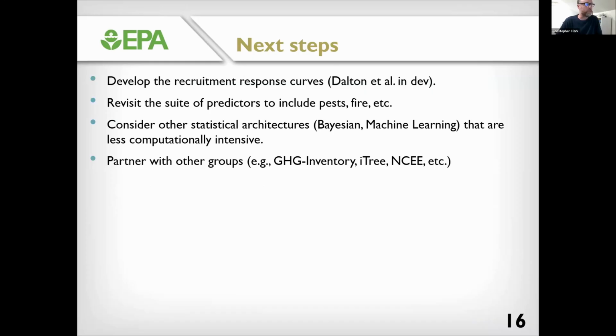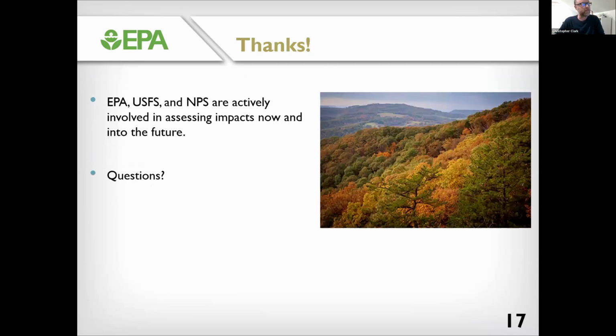So the next steps are we're developing the recruitment response curves, revisiting the suite of predictors to include pests, fires, and others, considering other statistical architectures, and partnering with other groups like people here. So with that, I will stop and take any questions.